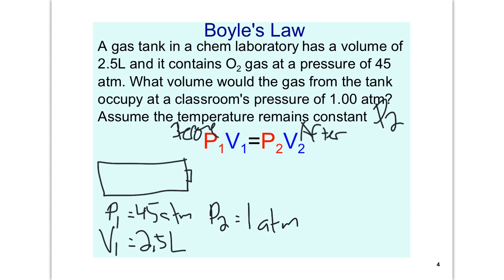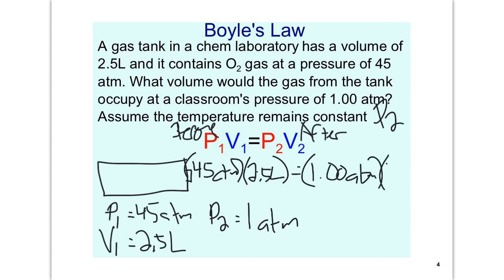So if I were to plug those numbers in, we're going to have 45 ATM times our volume of 2.5 liters is equal to our second pressure at 1.00 ATM. I'll carry that just for the sake of sig figs. Times our volume 2. Divide both sides by our 1 ATM.